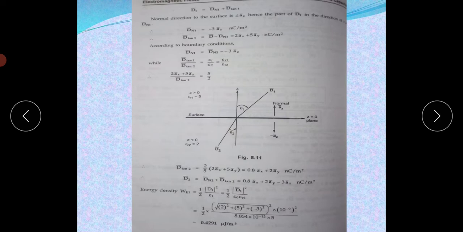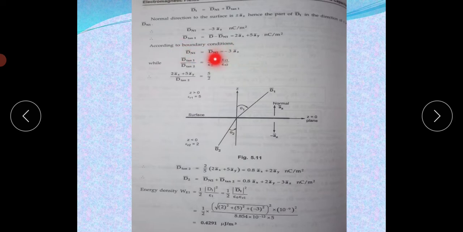So next, the tangential component. We know that the vector sum of these two, normal and tangential component, equals the resultant vector. So by subtracting Dn1 bar from D1 bar we get Dtan1 bar. So Dtan1 bar equals D1 bar minus Dn1 bar, which equals 2 ax bar plus 5 ay bar. Okay, so Dn1 bar, next Dtan1 bar. Next, according to the boundary conditions, the third boundary condition, Dn1 equals Dn2.